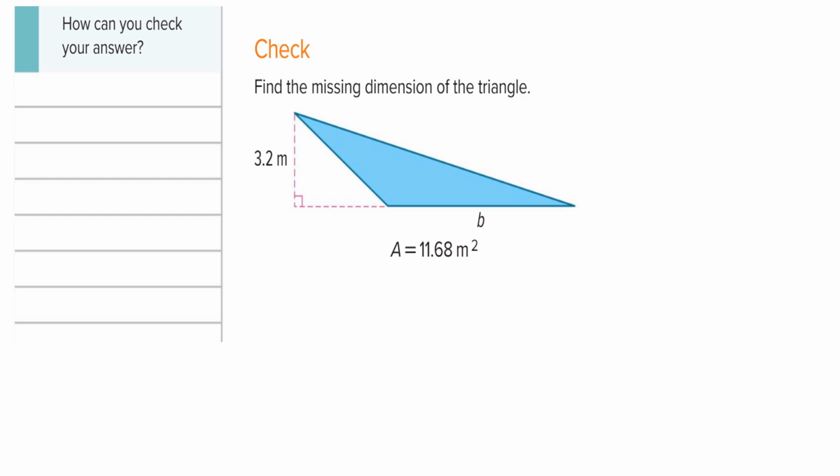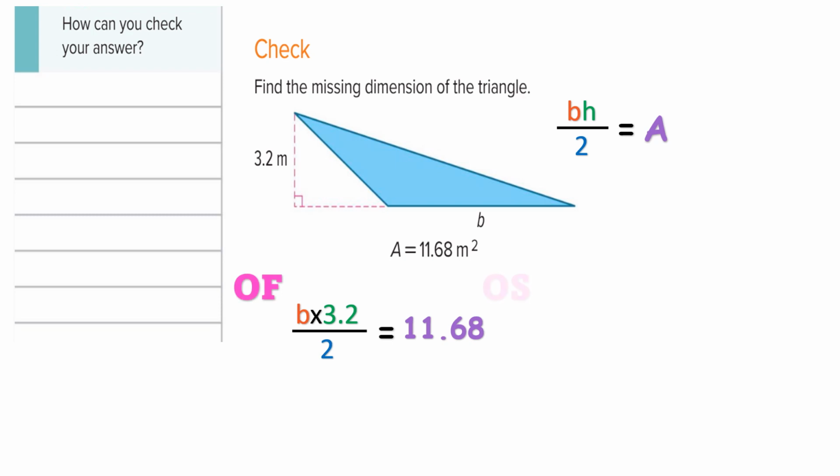So hopefully you looked at the previous example, because this is going to be done exactly the same way. When I'm given the base times height divided by 2 is going to be my area, and I still have a b as my variable, I'm going to plug in now 3.2, and I know that's going to be equal to the overall area of 11.68. I have to start the same way. I'm dividing by 2 where my variable is. That's my lonely math that's happening.